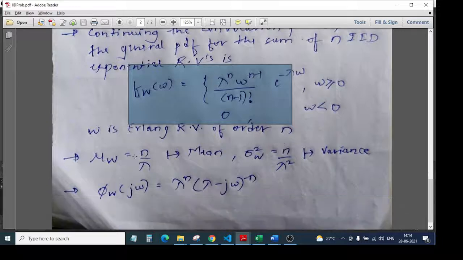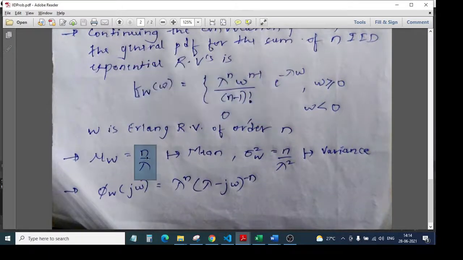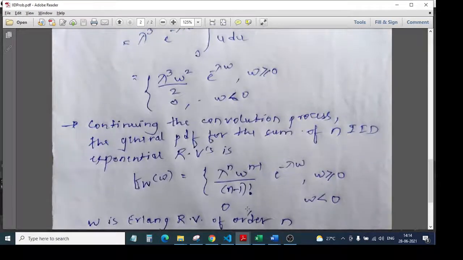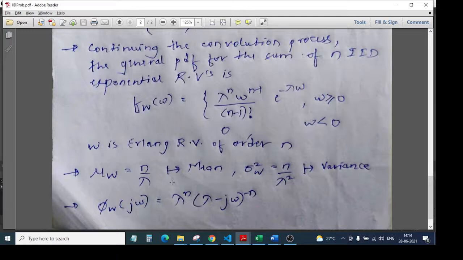Next, similarly for nth variable mean, just 1 by lambda is there, just multiply it by n. You can see here it will be multiplied with n. For variance, you have 1 by lambda square, just multiply it with n, thereby you have n by lambda square. Similarly, for your characteristic function, we already know it, it is here, see here. This will not be given now, friends, you need to remember it. So it is just multiply it with the power of n. That is lambda raised to n, lambda minus j omega raised to minus n.